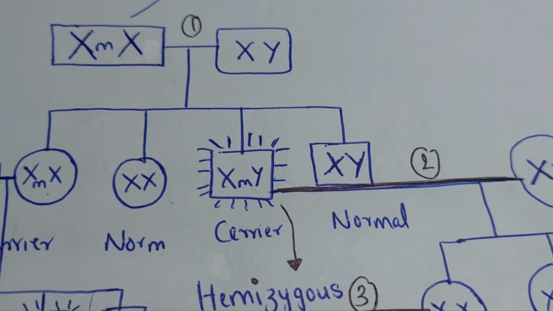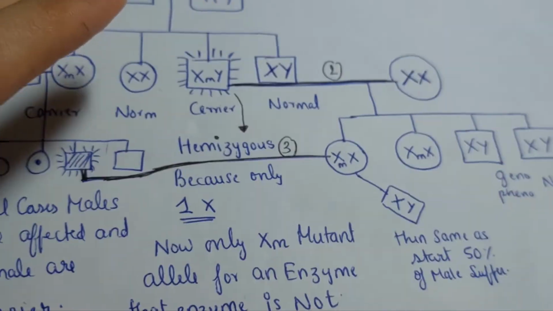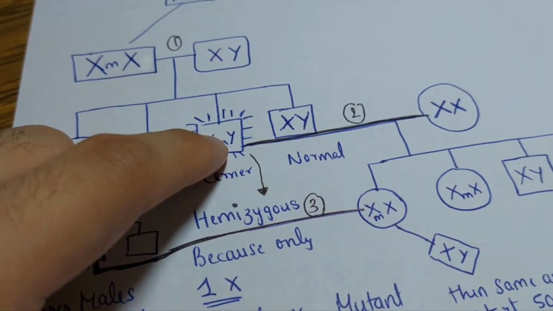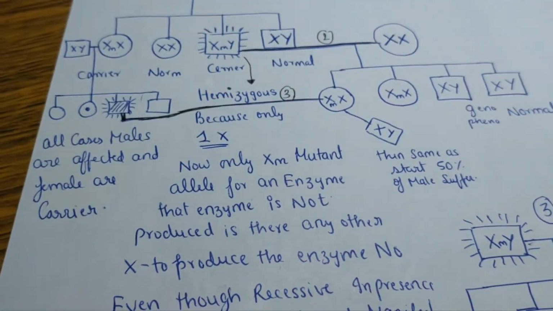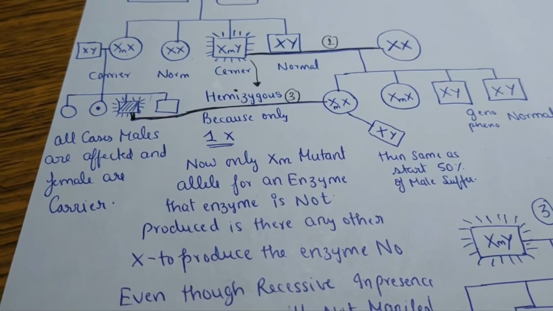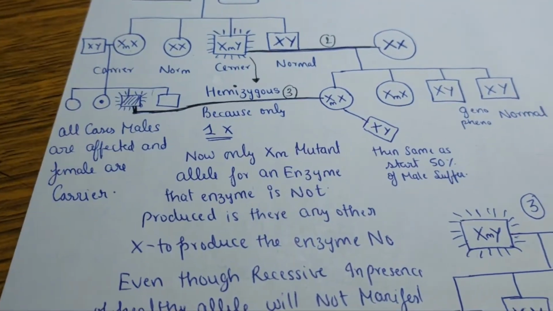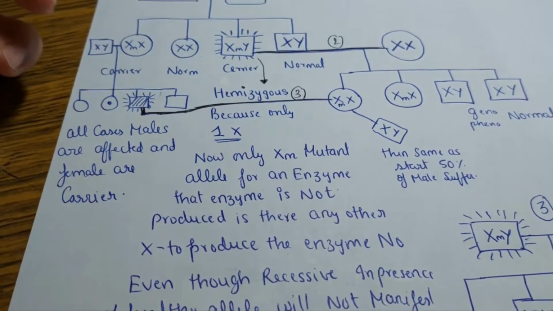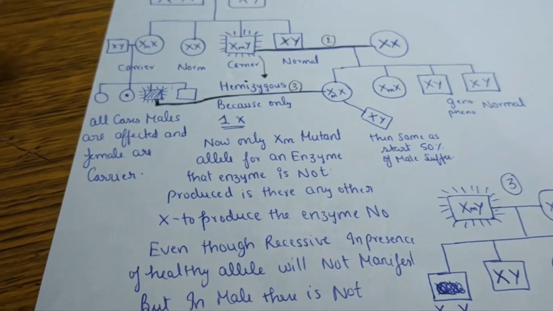So this means 50% of the daughters will be carriers and 50% of the males will be affected. But in the case of males, we cannot call them carriers. We call them hemizygous. Why? In males, there's just one X chromosome, and if the mutant X chromosome is present, then it will be expressed. Because only one X is present, and if this X carries the mutant allele for an enzyme, then that enzyme won't be produced, and there is not another X to produce it. In females we have two X, so if one X is mutant, the other X might produce the enzyme, but in males that's not the case. That's why they are called hemizygous.